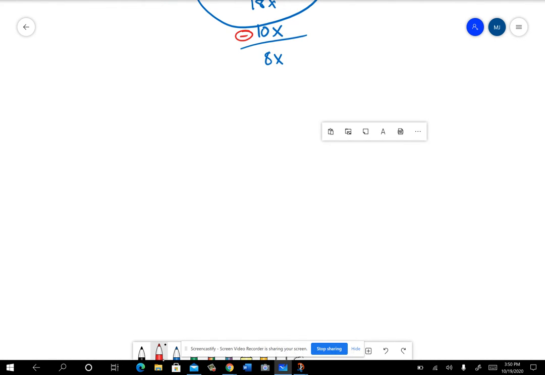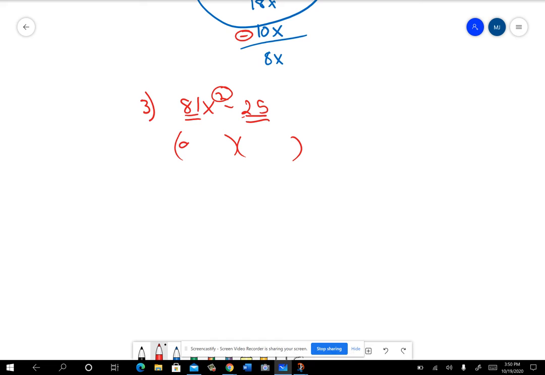All right, so what if you had a problem like this? 81x squared minus 25. First thing you would do is look for a common factor, okay? There's no common factor. Nothing goes into both 81 and 25. This involves squares, so you're going to unfoil. These are perfect squares, so you're going to use a 9x, a 9x, and a 5, and a 5.